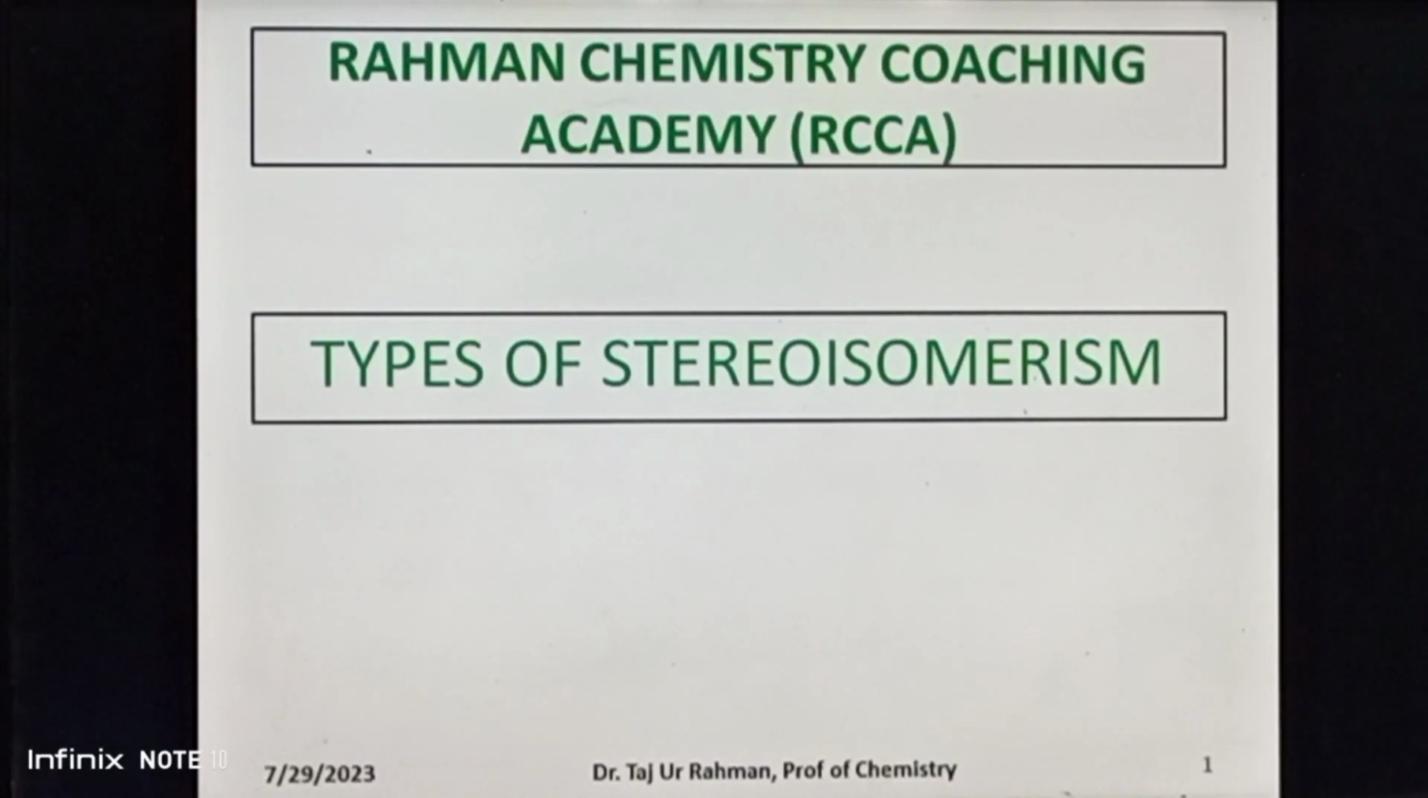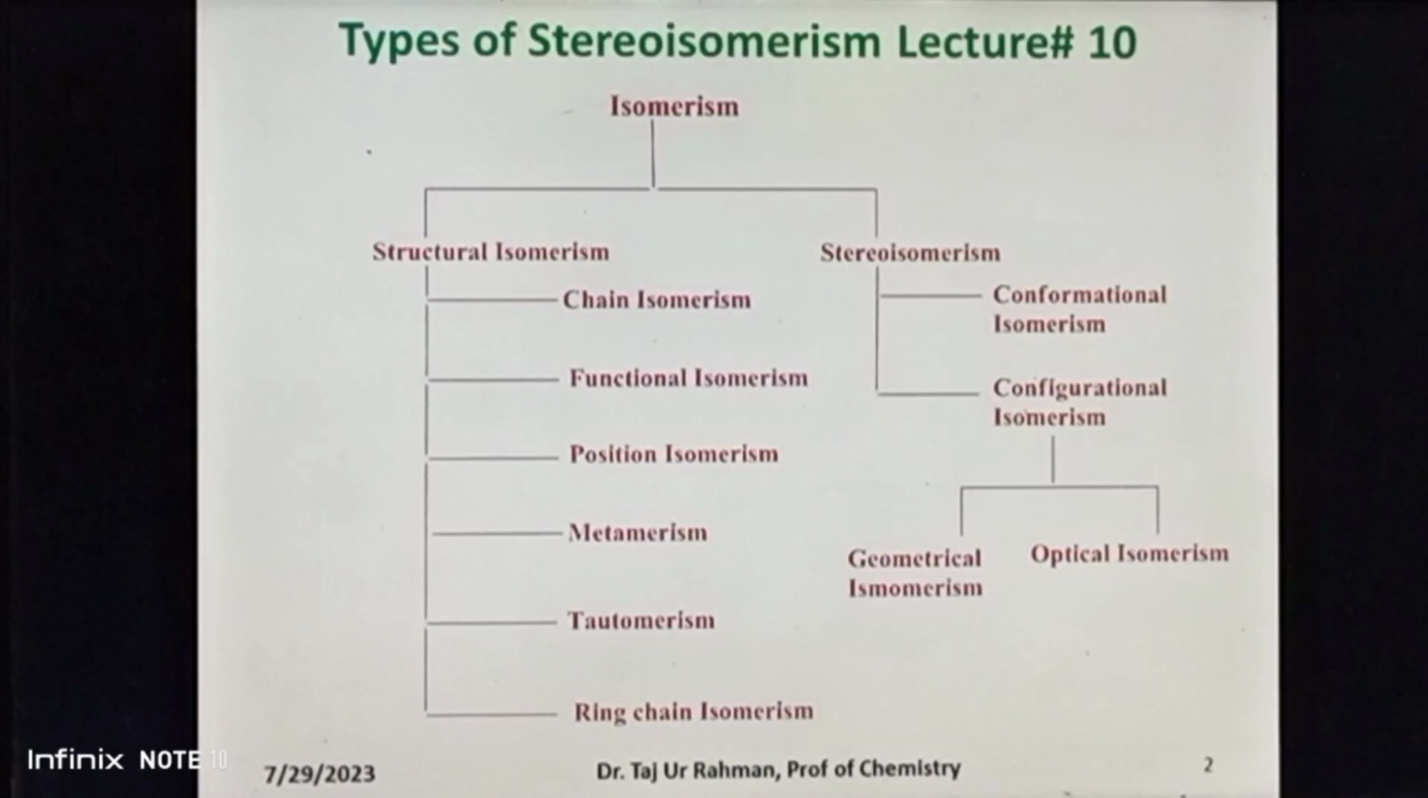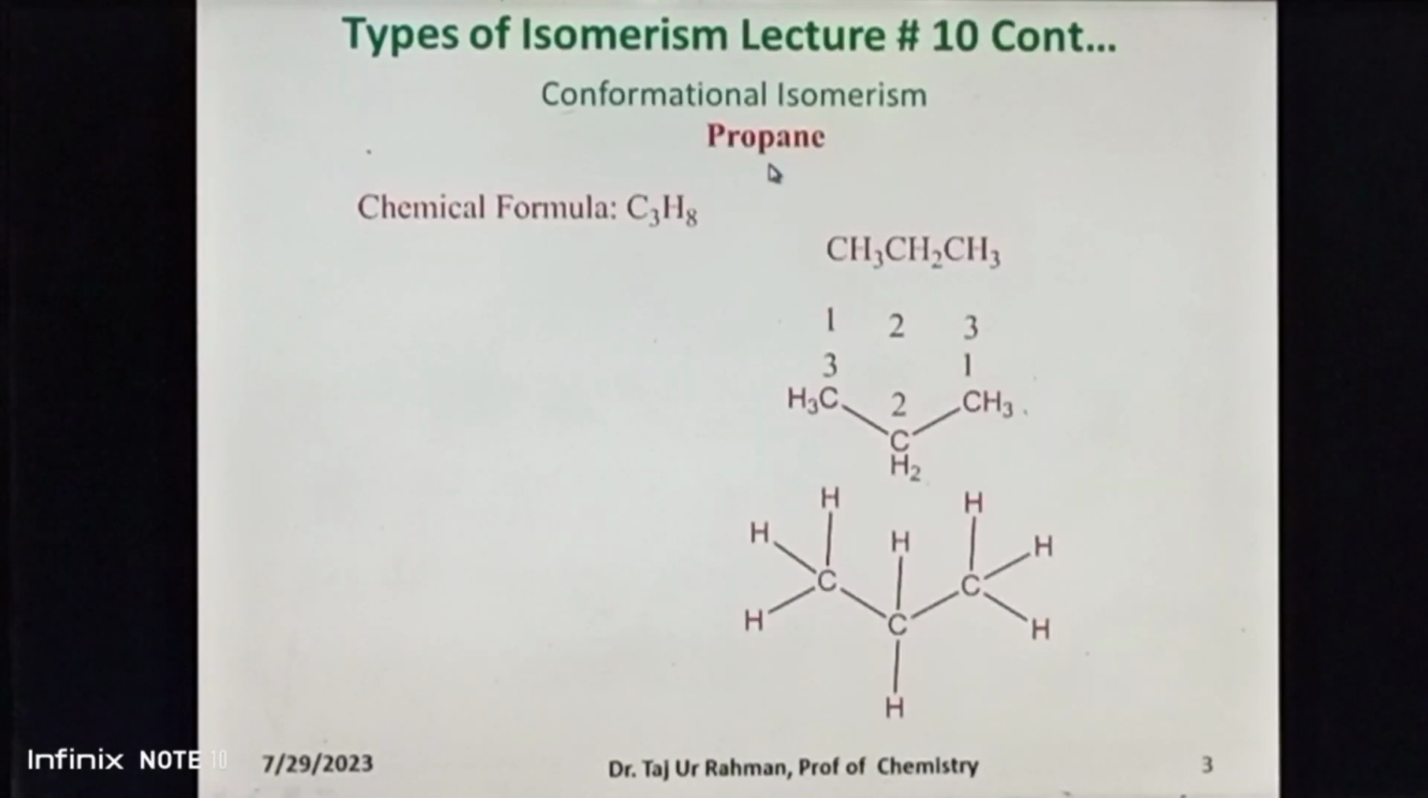Today we are going to talk about the second example of conformational isomerism, that is propane. This is the propane molecule with molecular formula C3H8, and these are the structural formulas of this propane molecule. The numbering of carbon atoms in the propane molecule can be carried out from both right and left side, that is 1 2 3 or 1 2 3.